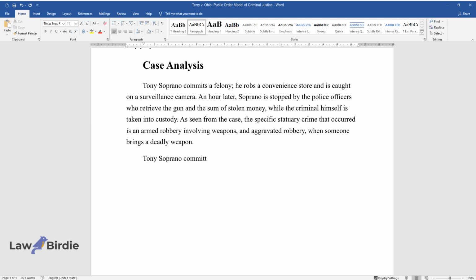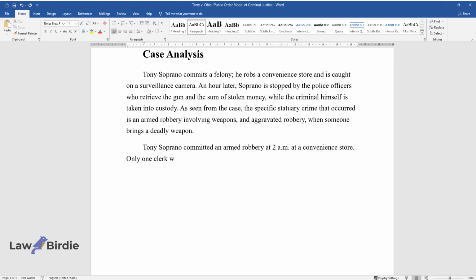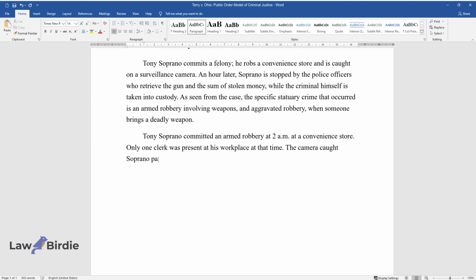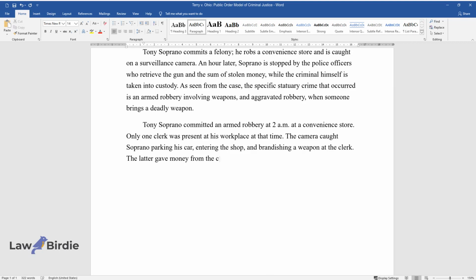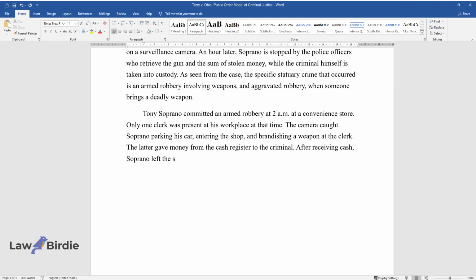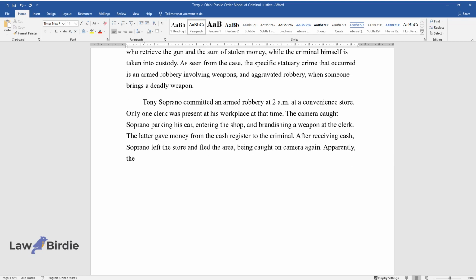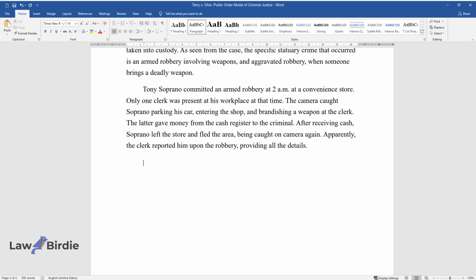Tony Soprano committed an armed robbery at 2 a.m. at a convenience store. Only one clerk was present at his workplace at that time. The camera caught Soprano parking his car, entering the shop, and brandishing a weapon at the clerk. The latter gave money from the cash register to the criminal. After receiving cash, Soprano left the store and fled the area, being caught on camera again. Apparently, the clerk reported him upon the robbery, providing all the details.